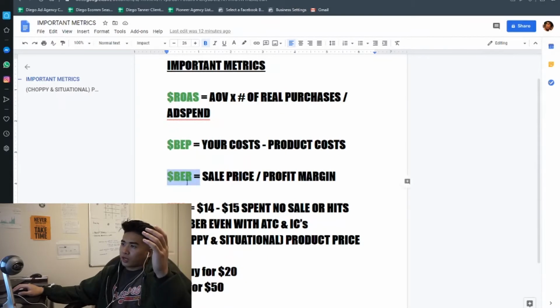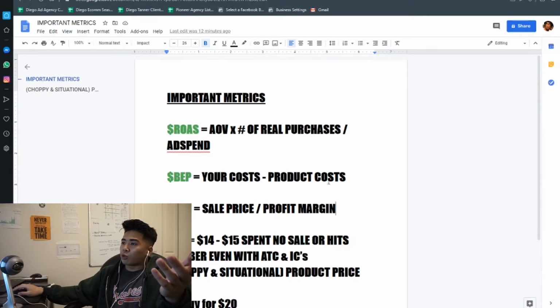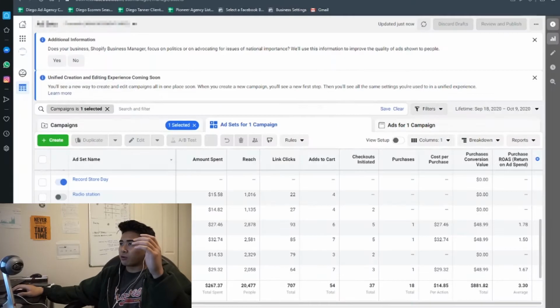Next one would be your break-even ROAS. So break-even ROAS is essentially the return on ad spend at which you break even. So sale price divided by profit margin. We'll go over when to scale and when to kill in a second. So I'll just go over the account now.